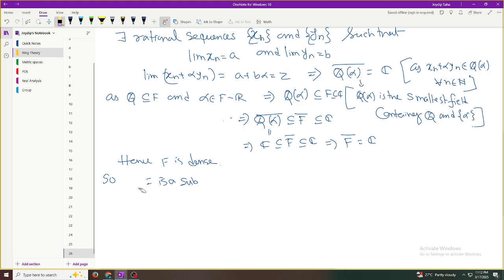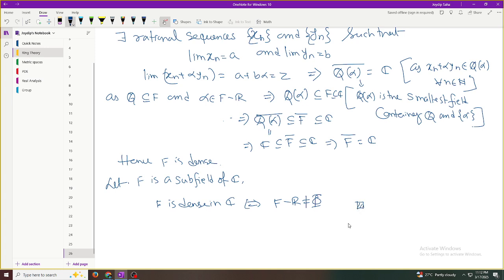So F is a subfield of C. Suppose, or let, F be dense in C. Then F minus R is non-empty. So this is one problem.